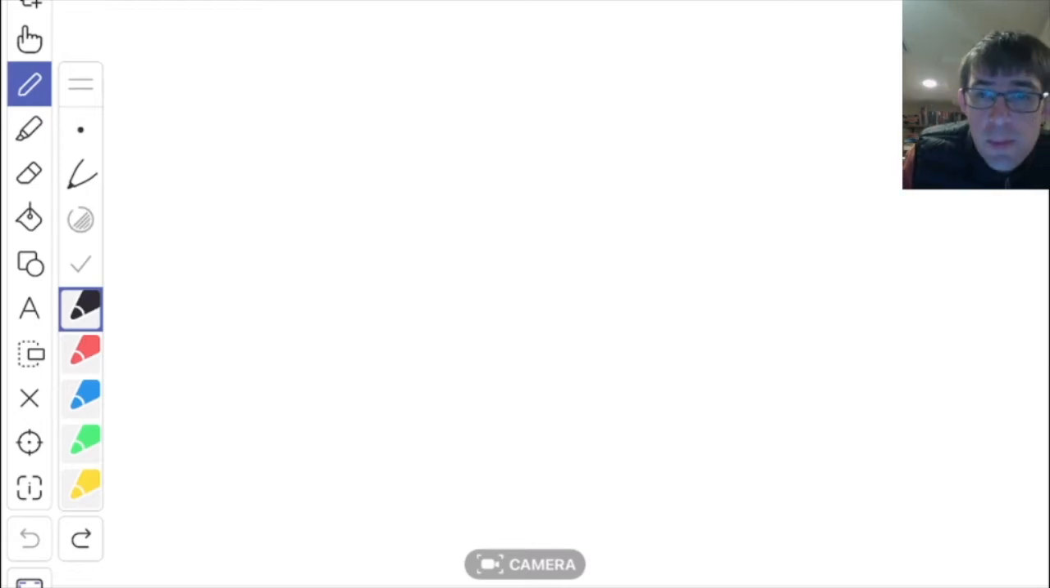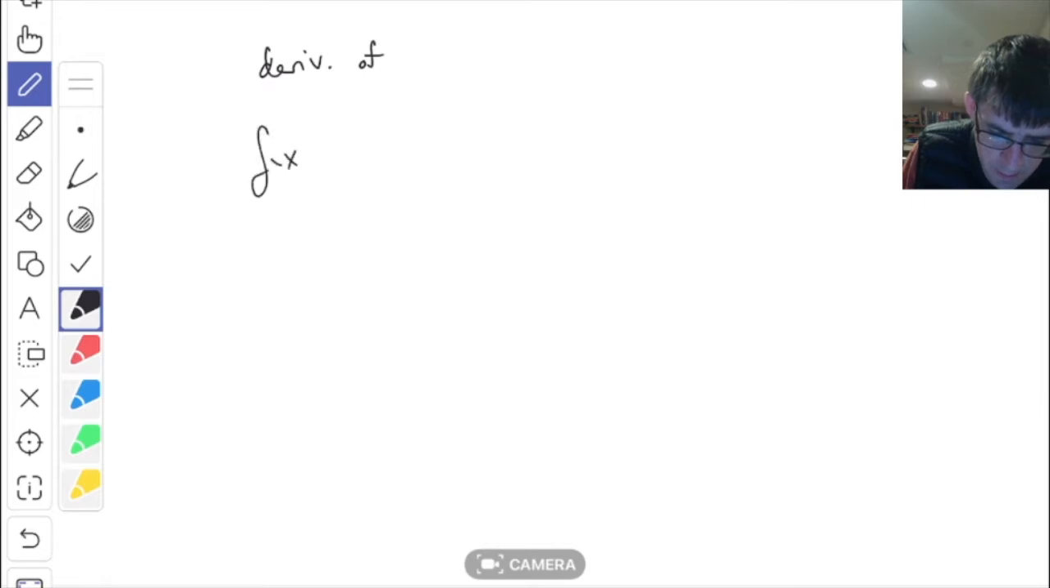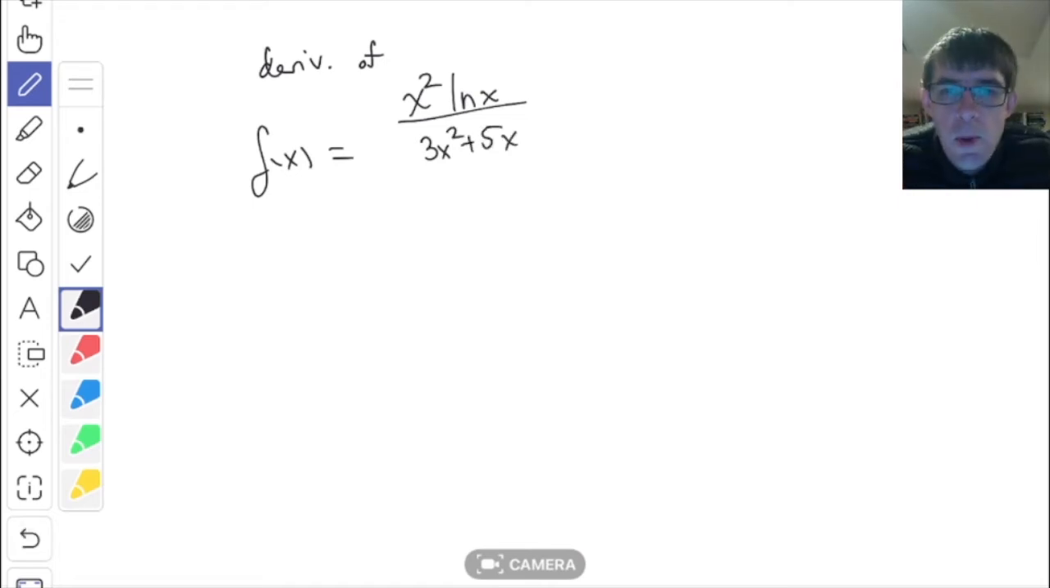Now, the ones I put on the paper use only the product and quotient rule, not other stuff also, but maybe I'll do one. How about, let's find the derivative of f of x equals x squared times ln of x, divided by 3x squared plus 5x. How about that? This does fall in the category of product rule and quotient rule.